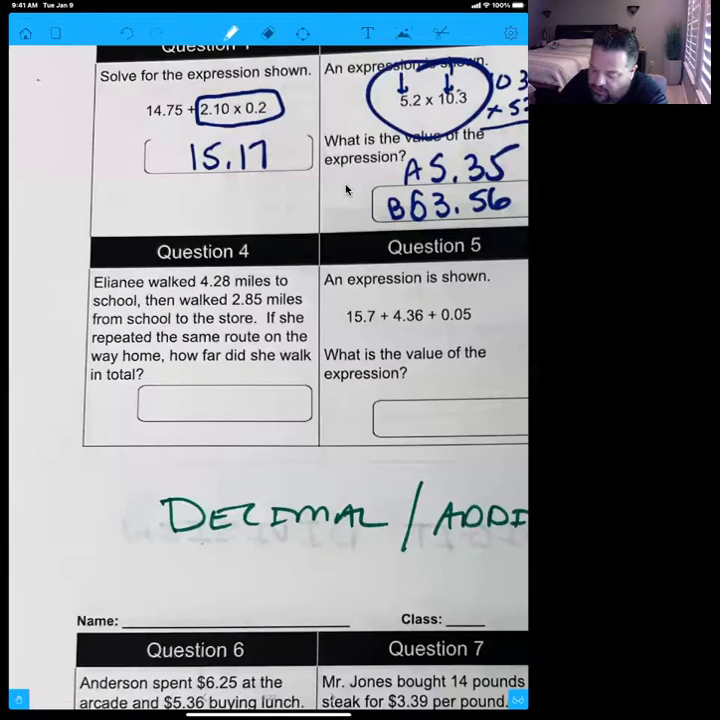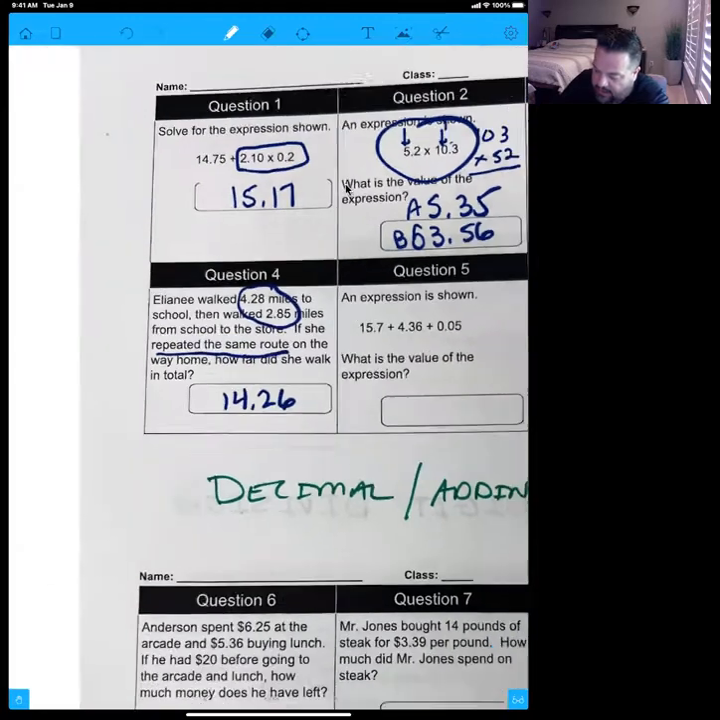How far did she walk in total? Here's how far. Remember, this is the trick though. That's one way, right? She repeated the same route, so then you got to double it. So now we're starting to get into problems that have multiple steps, right? You should have gotten 14.26.